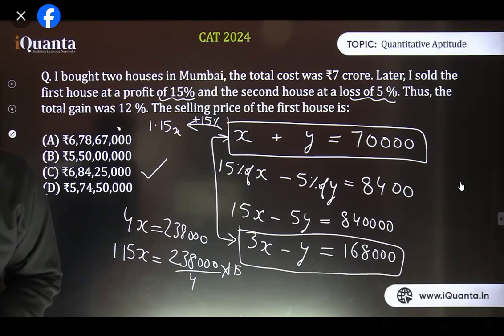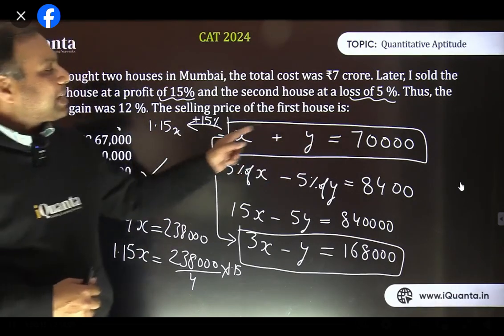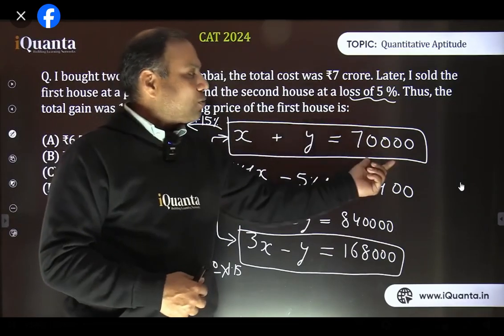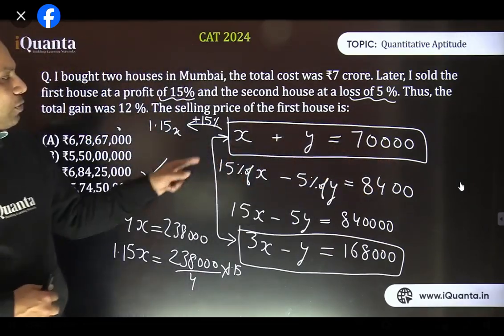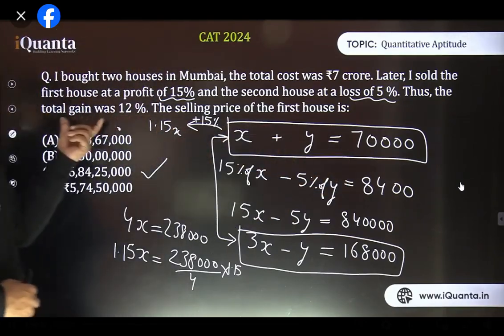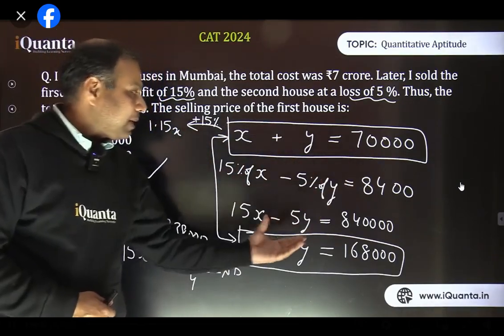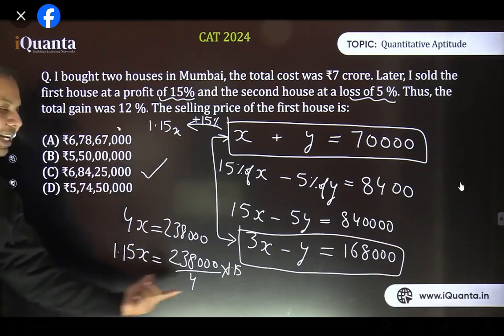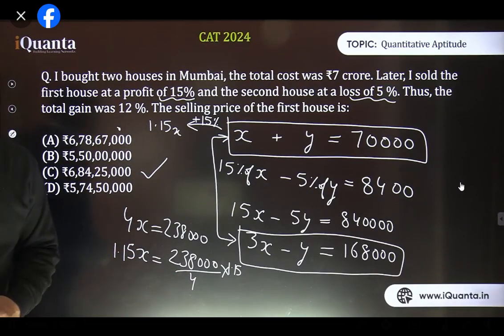Vishakha, please explain again. Vishakha, I have just made simple equations. X and Y are the cost prices of the two houses, and the total sum is given as 7 crores, right? And then on the first house you are getting a profit of 15%. On the other one it's a loss. So the overall gain percent is 12. So let's make the second equation. And now by simplifying these two equations, we got the cost price of the first house and ultimately the selling price of the first house. That's it.